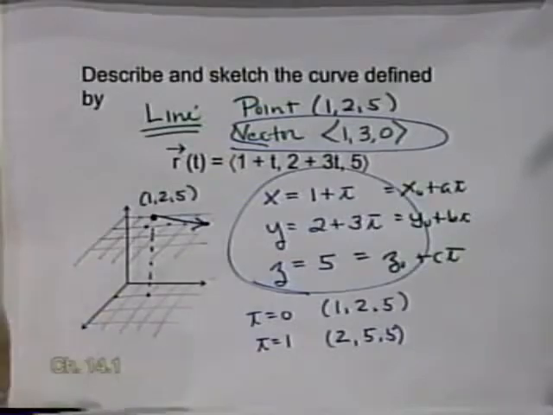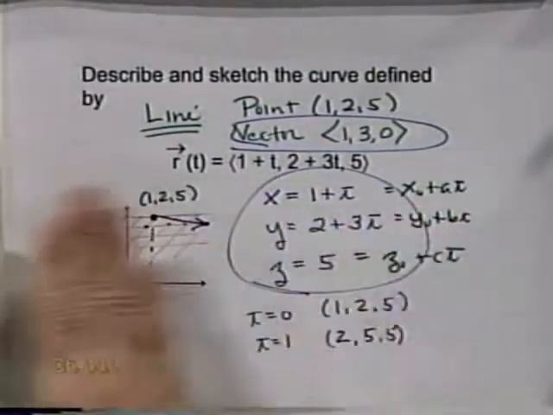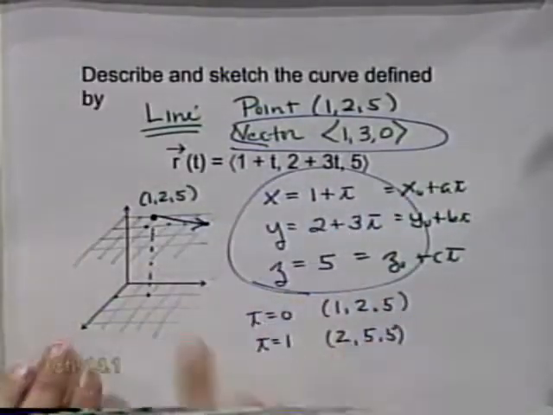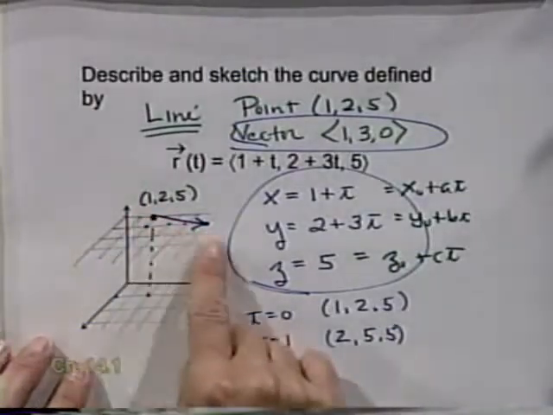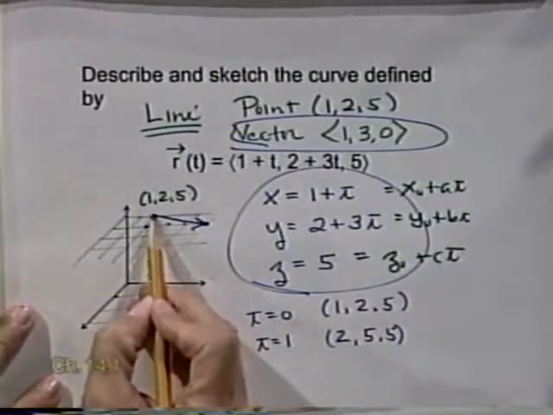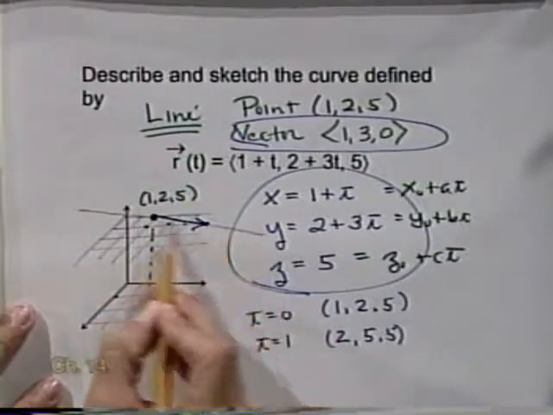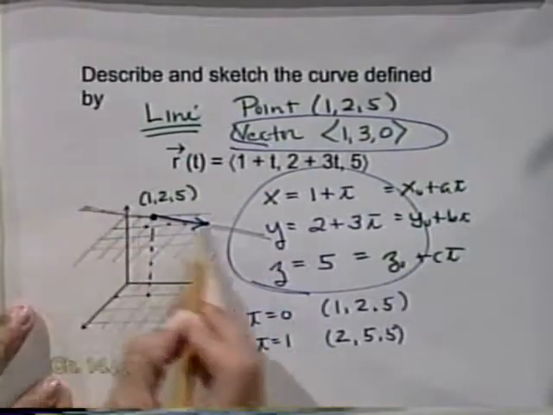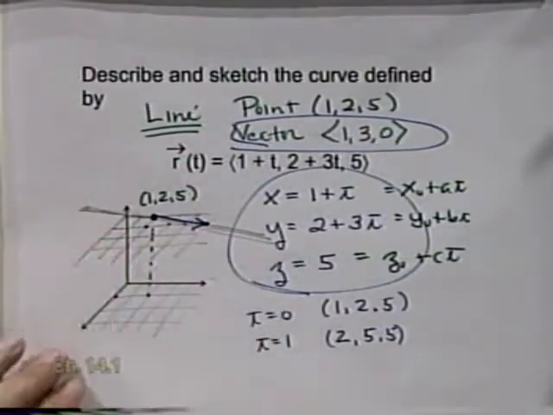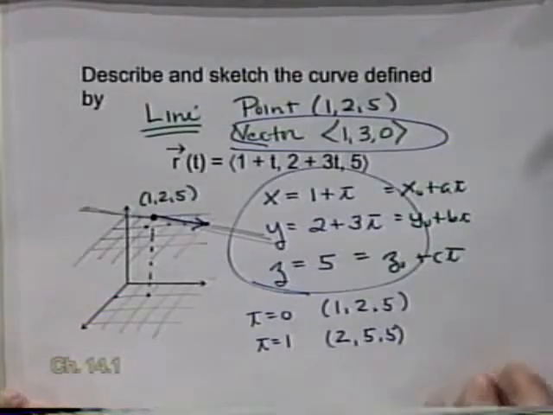Now what you can picture here is you have a plane parallel to the xy plane, and that vector's in that plane. And we're saying our line starts at this point and it's in this direction. And that line is in the plane that has a height of 5 units above the xy plane.